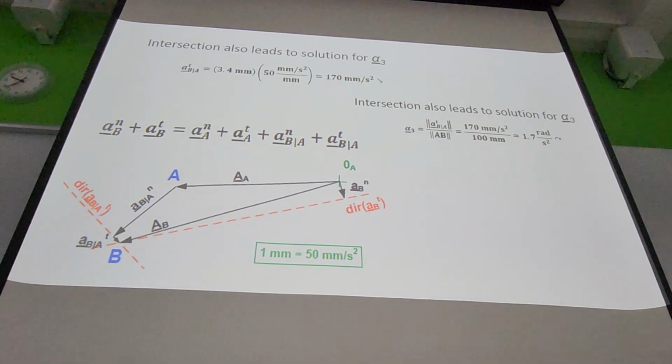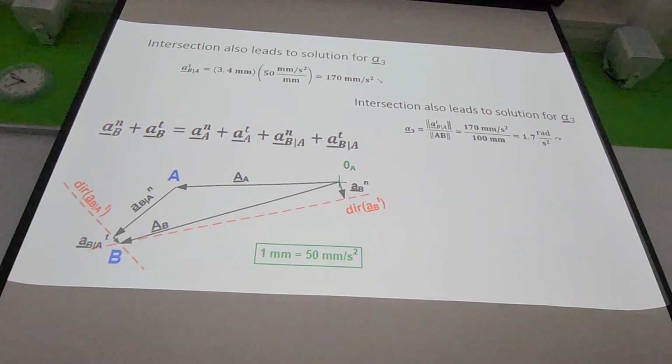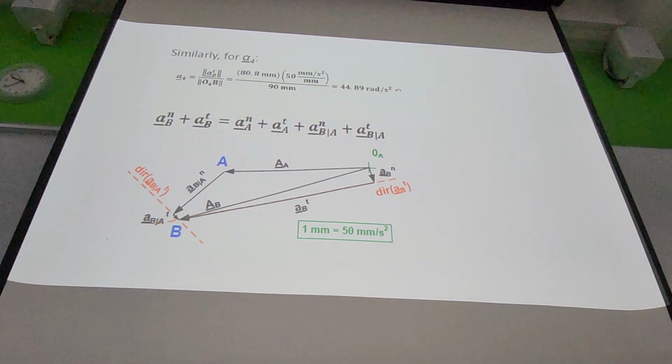Then you can calculate the angular acceleration of link 3. Link 3 is BA tangent over AB. From this you can know the angular acceleration of link 3. Then you can also calculate link 4 angular acceleration. You know B tangent over O4B, so that gives you the angular acceleration of link 4.